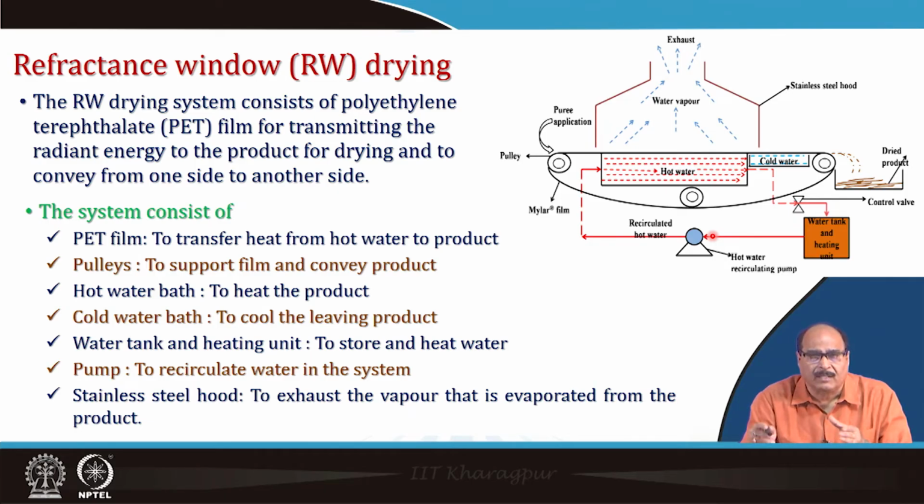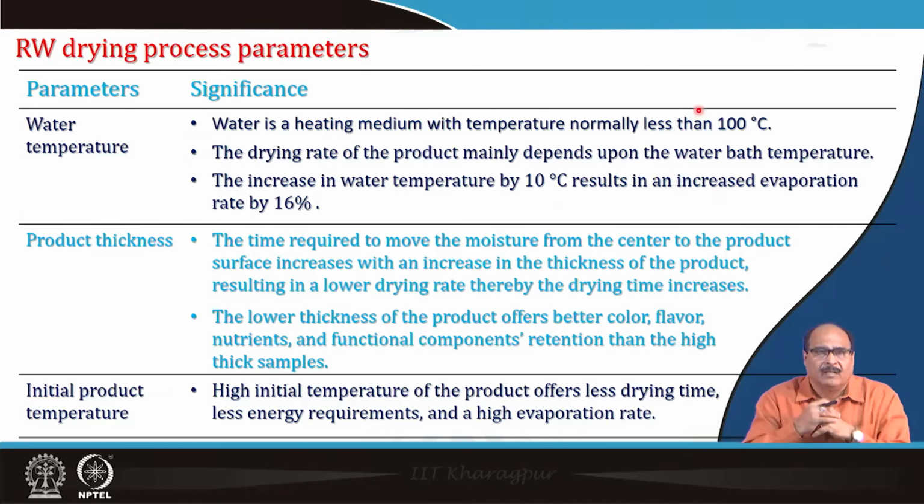Then there is a hot water bath which heats the product. There is a cold water bath which cools down the leaving product. Then a water tank and heating units are provided to store and heat the water. The pump is provided to circulate water in the system, and finally the stainless steel hood here is to exhaust the vapor that is evaporated from the product. So, these are the various components in the system.